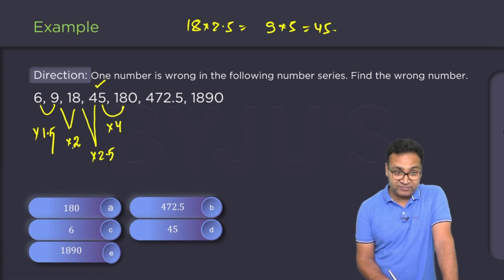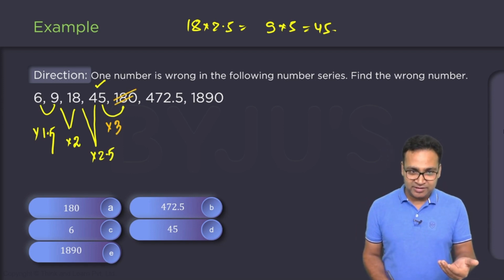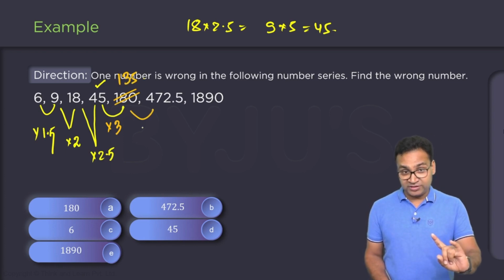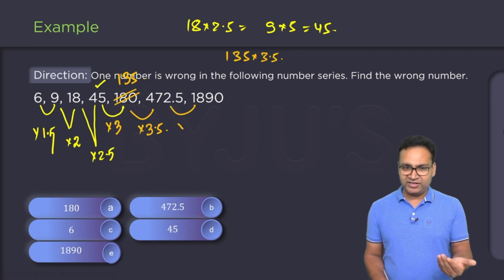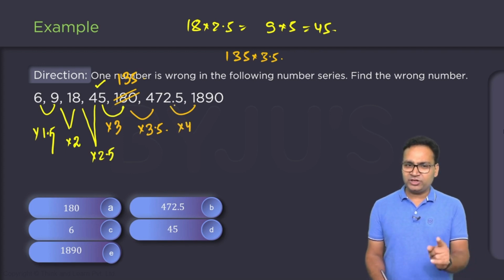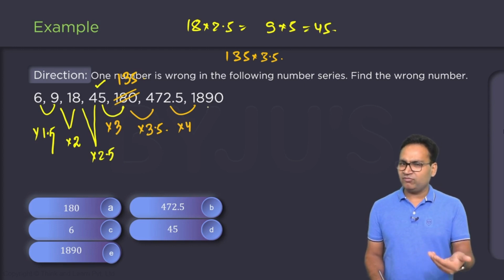If this is 1.5, this is 2, this is 2.5, what do you think? This number should be 3. With this logic, I think this number is 135. Clear? Now, if I go further into 3.5, it will be a little tricky to multiply 135 with 3.5, so I am ignoring it as of now. I am checking it further, whether it is into 4 times or not. 472.5 into 4, double of this is 945. 945 double is 1890.